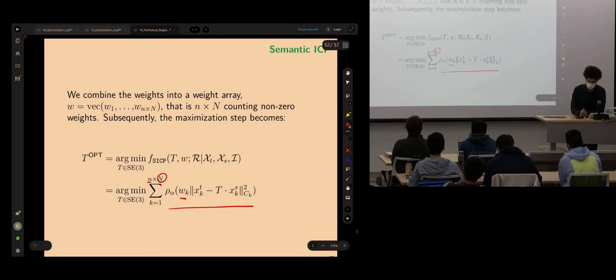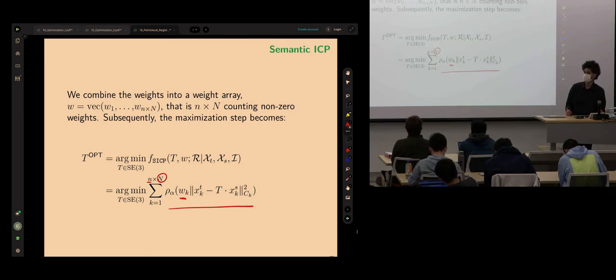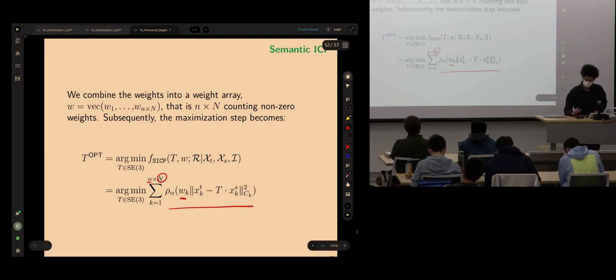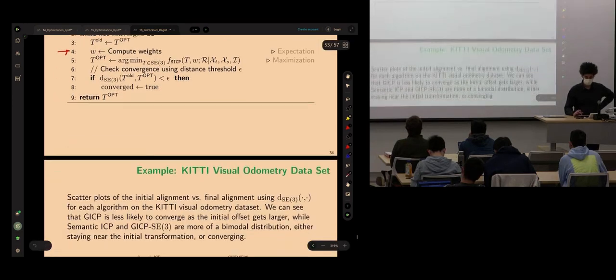And in the expectation part, we calculate the weight. So not every residual has the same weight, importance, especially if they don't belong to the same semantic category predicted by, let's say, a neural network. If they both come from the road, then this weight is high. If they're not, it should be very low, weighted down. And that leads to a small modification of GICP that has this expectation maximization step. Other than that, the algorithm is very similar.